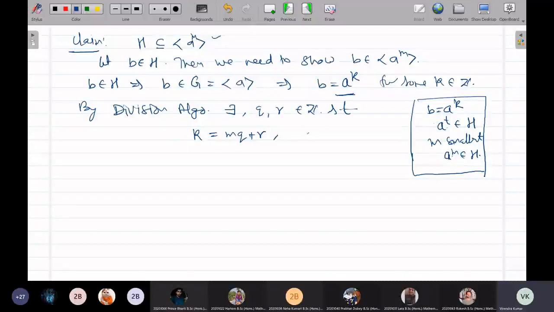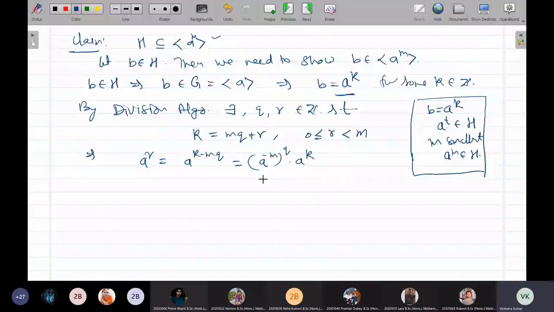Okay. So where R is the remainder, and certainly this should be greater than or equal to 0 and less than M. So this would imply that A raised to power R equals A raised to power K minus M times Q. So we can transfer this to this side. So this is equal to A to the power minus M to the power Q times A to the power K. Fine.